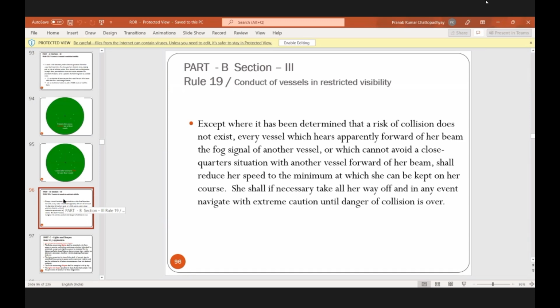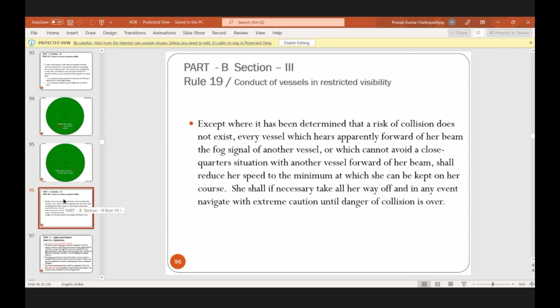or which cannot avoid a close quarter situation with another vessel forward of her beam. So the sound signal is heard forward of the beam. Forward of the beam means maybe forward of the port beam, forward of the starboard beam, whatever it is. Forward of the beam means within that arc, not in a particular direction, but within that quadrant. So when you hear that the sound is coming from the starboard bow, forward of the beam, I don't know how many points on the starboard bow, but it's coming from that side, or in the port, whatever it is. So therefore, or which cannot avoid a close quarter situation with another vessel forward of the beam.